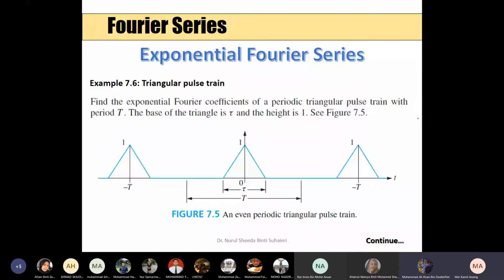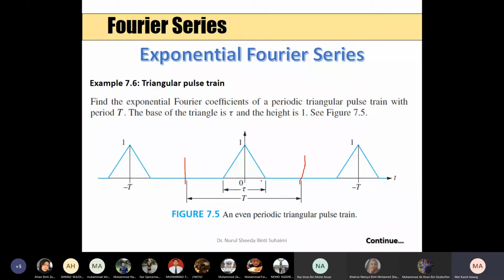So another example. Exponential Fourier series. You have a triangular pulse train. Find the exponential Fourier coefficient of a periodic triangular pulse train with period T. The base of the triangle is tau and the height is 1, as shown below. Okay? So this is the one side from here to here. So basically after that it repeats.